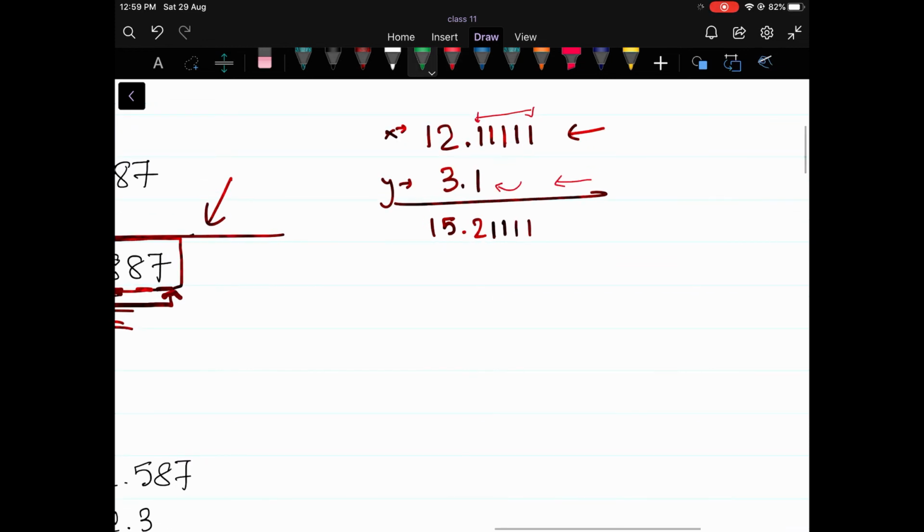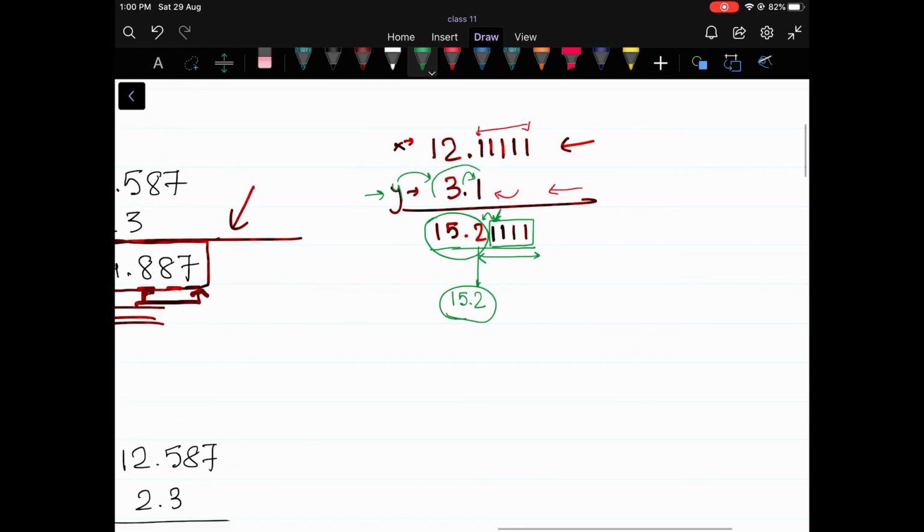And the rule says our final answer cannot have so many places of decimal. It will have only 1 place of decimal, because this is the number with the minimum, 1 place of decimal. So my answer cannot be all of it, it will just be this much. So we have to write 15.2, and clearly this is the number from which we have to start dropping. This number is less than 5, so we cannot round it off to 3, we simply have to write 2.